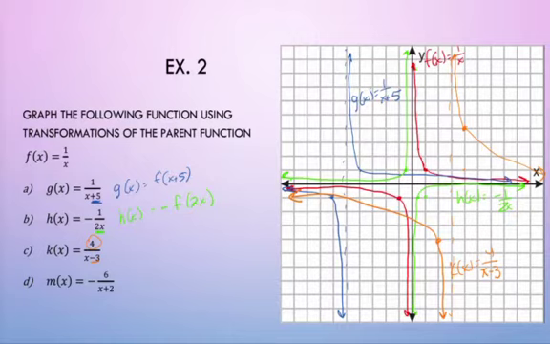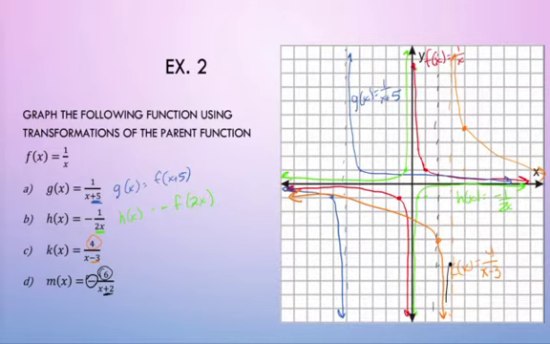And then our last one, vertical stretch by 6. We're reflected over the x-axis, and we're shifted 2 to the right. So our asymptote is 2 to the right. We're going to be upside down, and we're going to be stretched by 6.